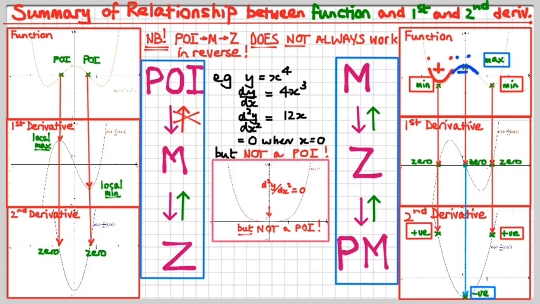So that's where the POI thing only works POI to m to z, but it doesn't necessarily work from z to m to POI in terms of a logical progression of thought. Are you getting that? Yes, so you can go that way with the POI, but you can't go necessarily that way, from z to m to POI. All right? Good, good, good.